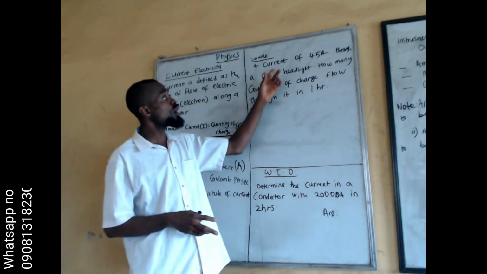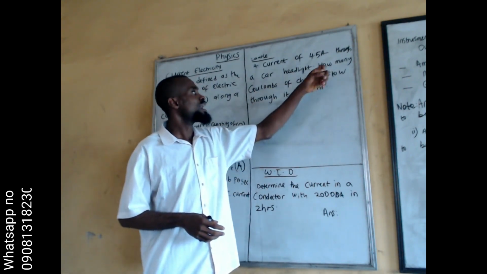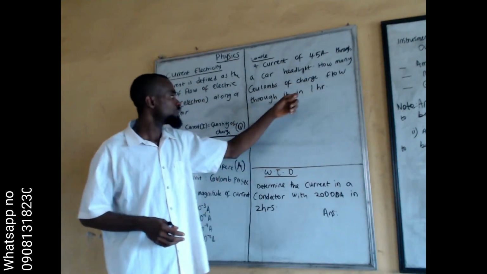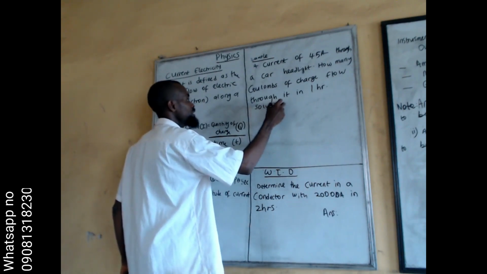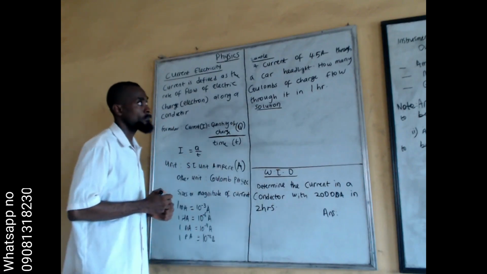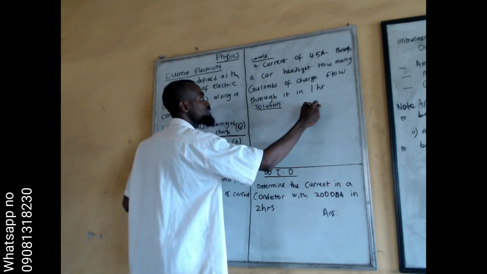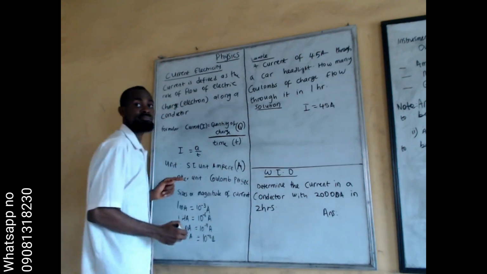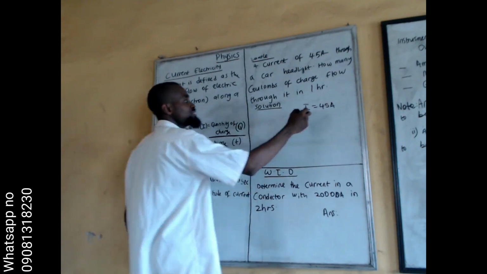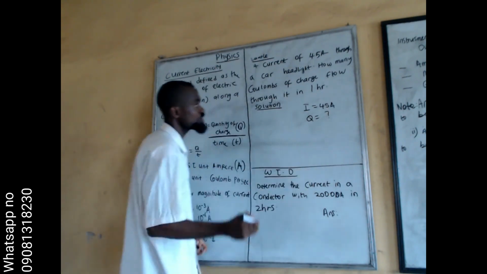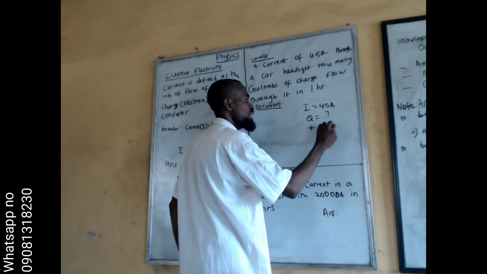It says a current of 45 ampere flows through a car headlight. How many coulombs of charge flow through it in 1 hour? So let's pick out our variables. Current is flowing through the headlight of a car. The magnitude of current is represented by I, so I equals 45 ampere. And we are asked to find what? How many coulombs of charge, that is, you are looking for Q, represented with a question mark. That flows through it in what? 1 hour. So what is the time? 1 hour.